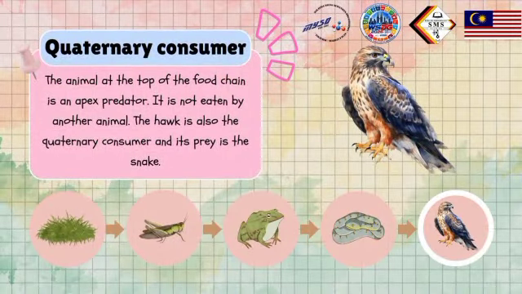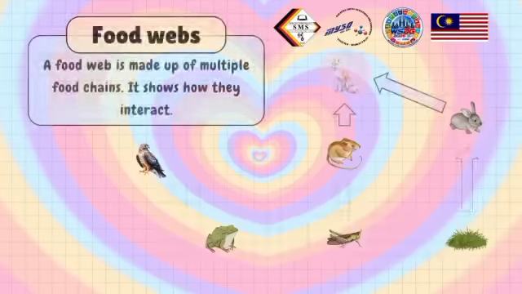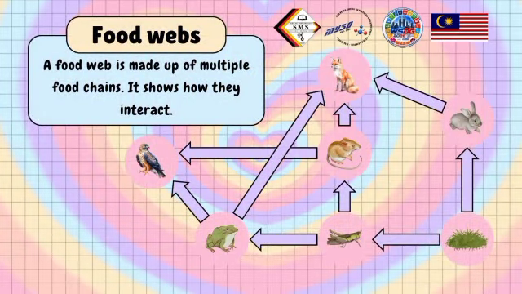Next, I will explain about the quaternary consumer. A quaternary consumer is an animal at the top of the food chain. It is also called an apex predator because it has no natural predators. In this food chain, the sequence is grass, to grasshopper, to frog, to snake, to hog. The hog is the quaternary consumer because it eats the snake, making it the highest level consumer in this food chain.